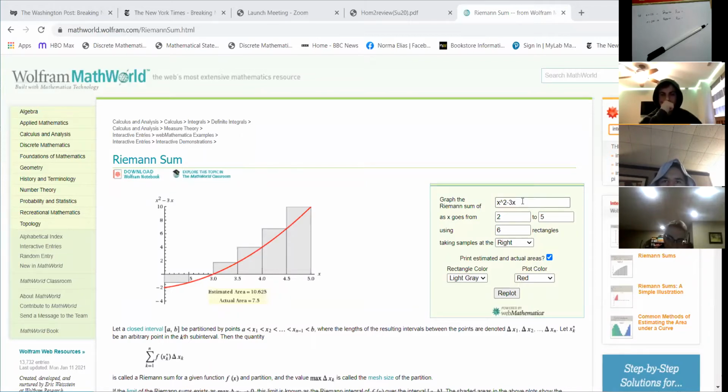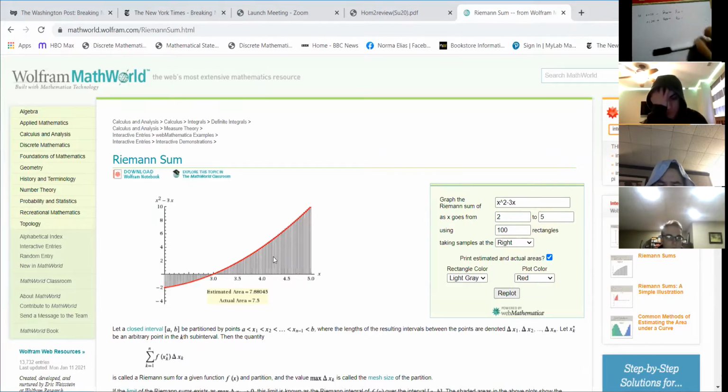That's my function, x squared minus 3x. X goes from 2 to 5, and let us do it with 100 subdivisions. And let's see what it does for me. Basically they are very little. What we are doing is, as I said several times, minus the area of the piece below plus the area of the piece above it. And you can see how well we're filling the area. So according to this, the estimate R100 is 7.68045.